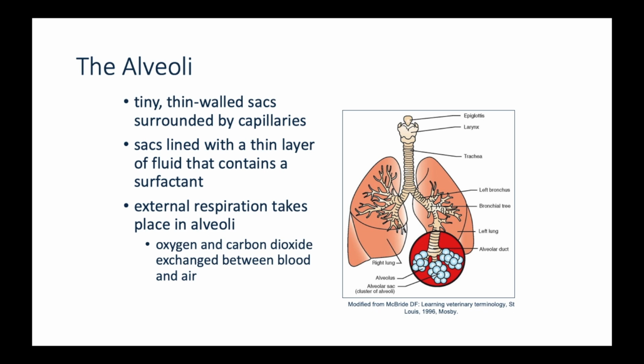Then we have the alveoli. The alveoli are tiny, thin-walled sacs that are surrounded by capillaries, and the sacs are lined with a thin layer of fluid that contains a surfactant. External respiration takes place in the alveoli. Oxygen and carbon dioxide are exchanged between blood and air.